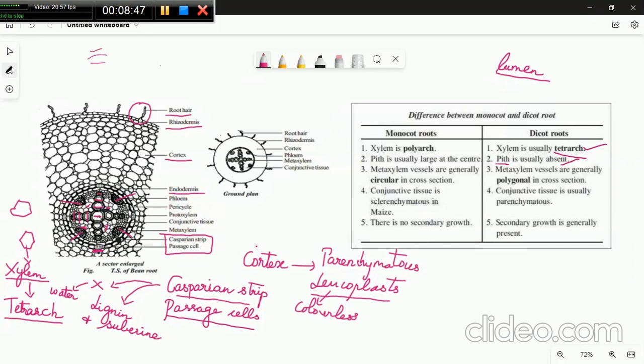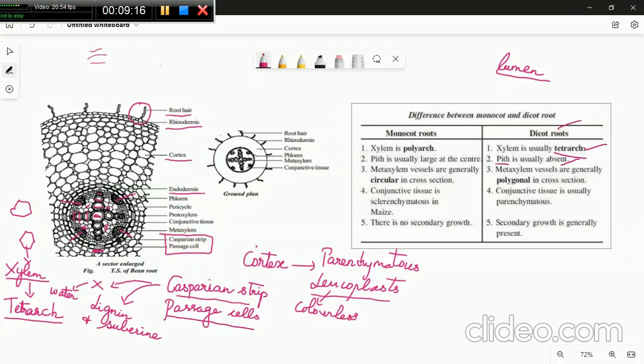Now see here, what is the metaxylem? So this is the metaxylem. How is the shape? It is polygonal. That's what I have told you, that xylem will be polygonal and tetrarch. And this is the metaxylem. So the metaxylem vessels are generally polygonal, and conjunctive tissue is usually parenchymatous in dicot roots.